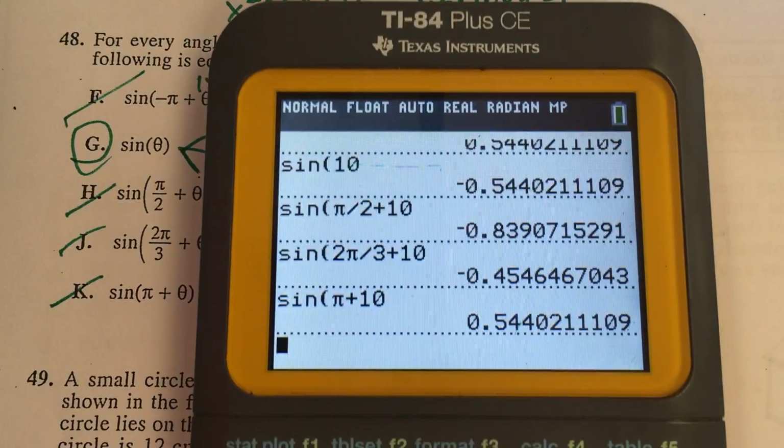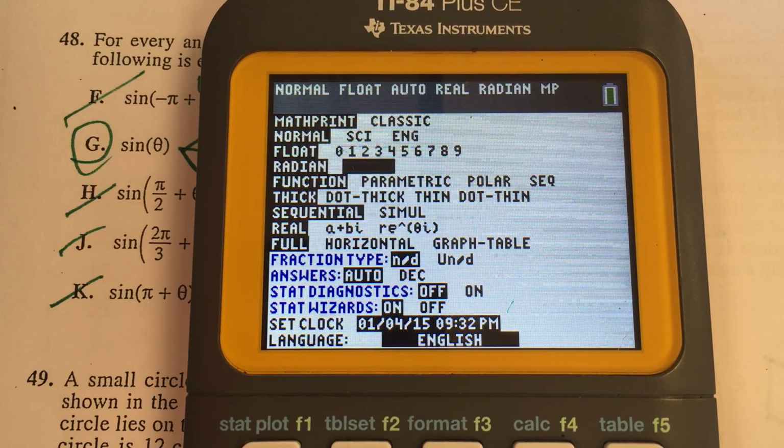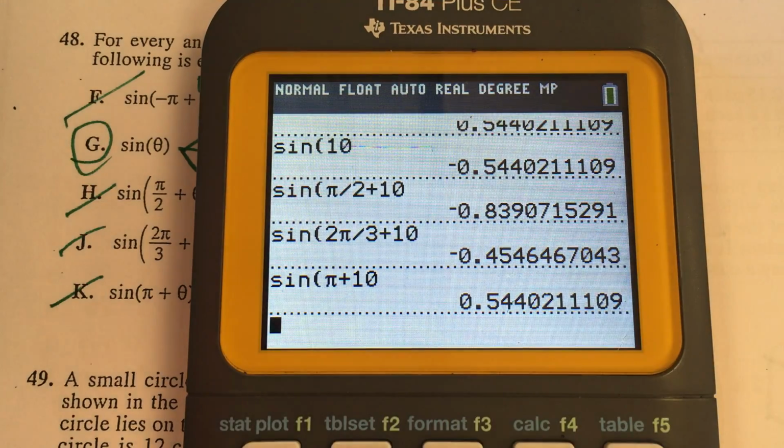One thing to be careful of, you should turn your calculator back into degrees. So press the mode button, go down to degree, press over, press enter, and then you have your calculator back in degrees.